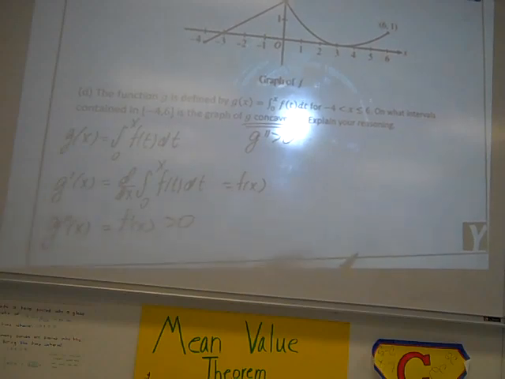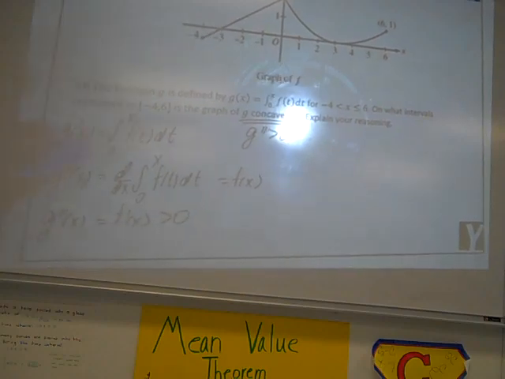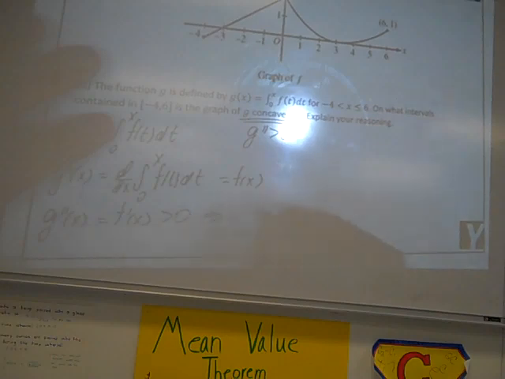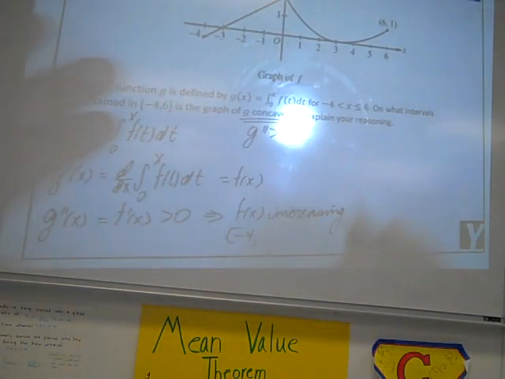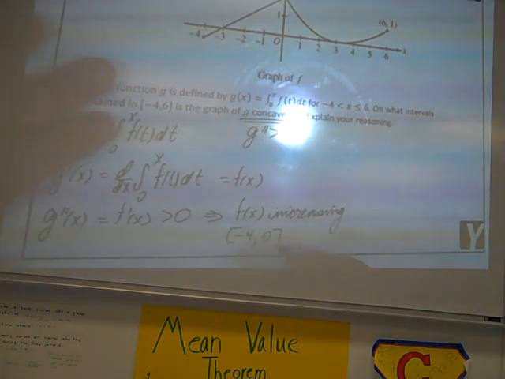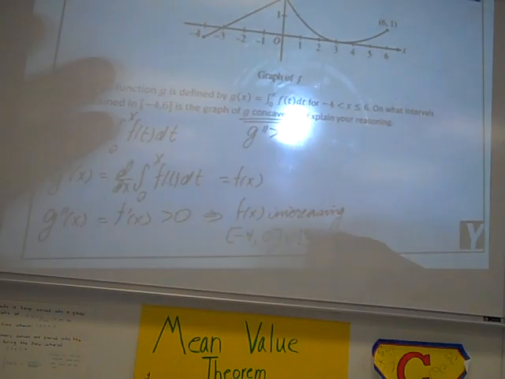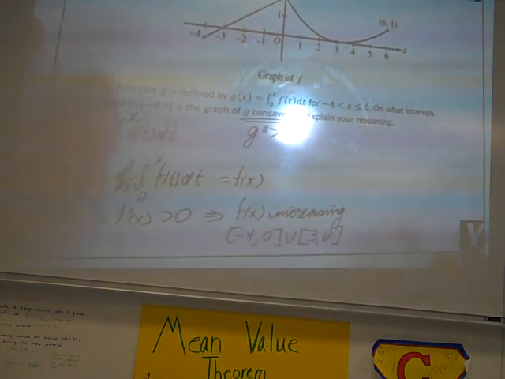Where is f prime greater than 0? Well, if f prime is greater than 0, then what does that mean about f? I have a graph of f in front of me. I have to answer the question about f increasing. Where is f increasing? I can see from my graph that f starts to increase at -4, continues to increase until I hit 0, and that the graph starts to increase again at 3 and ends at 6.